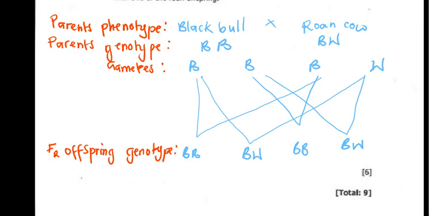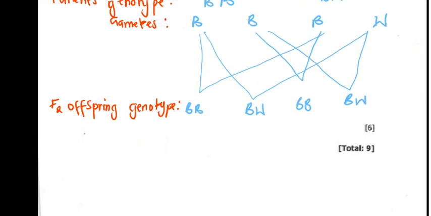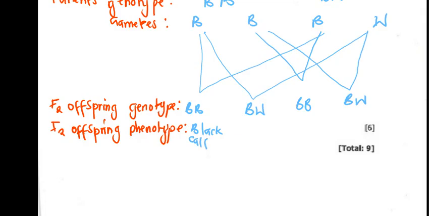Okay, let me just see if we have more space. And then we have the F2 offspring phenotype. Sorry, this is the phenotype, which is a black calf. We have a black calf here. We don't really have enough space. Black calf, so I'll write it like this. And then here we have a roan calf. Roan calf. A black calf. And again, a roan calf.